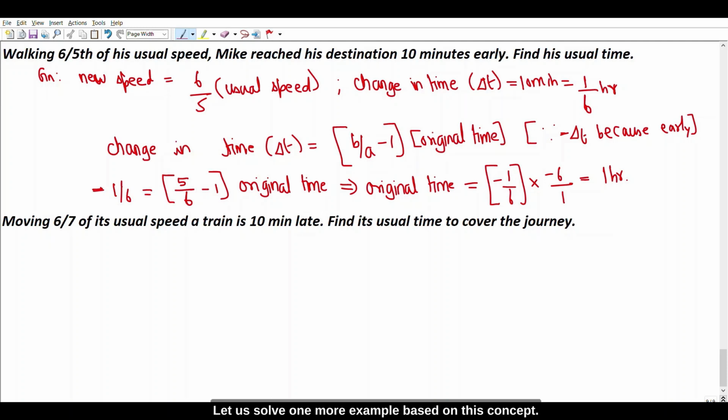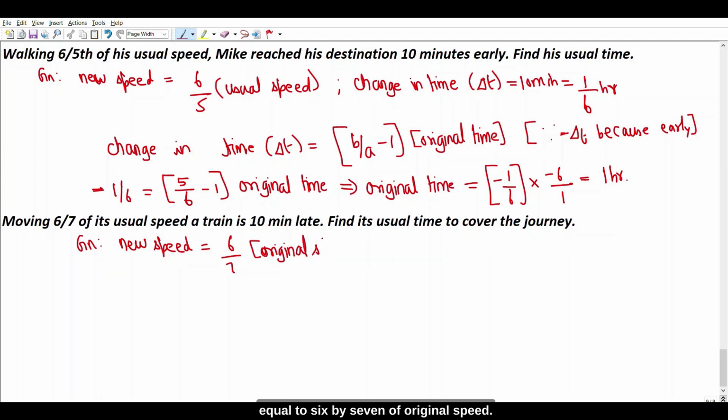Let us solve one more example based on this concept. Moving 6 by 7 of its usual speed, a train is 10 minutes late. So it is given that new speed is equal to 6 by 7 of original speed.